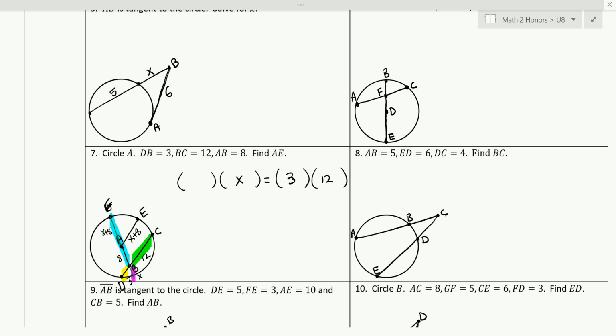So what's the length of the blue part now? X plus 16, because we have X plus 8 plus another 8. Right? So X plus 16. Now we've used our formula to set up something we can solve for X. You distribute, you get X squared plus 16X. Go ahead and solve that.